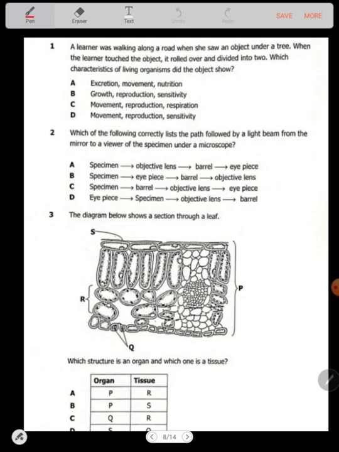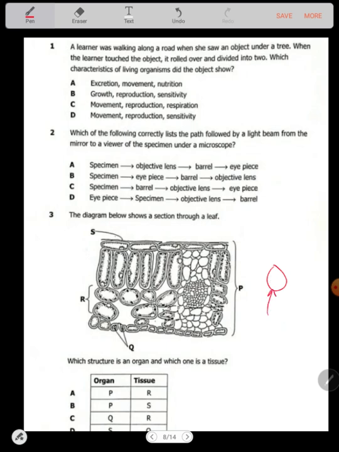Elena was walking along a road when she saw an object under a tree. When the learner touched the object, it rolled over and divided into two. Which characteristics of organisms did the object show? So, the first thing is that the learner touched the object. Let's say this is the object. Then you touch it. There's sensitivity there.